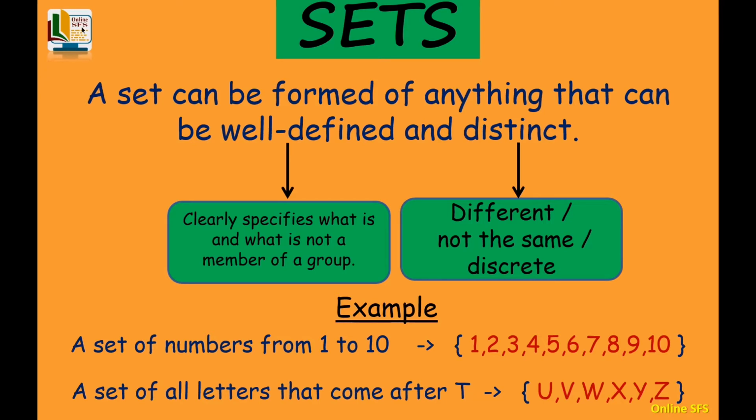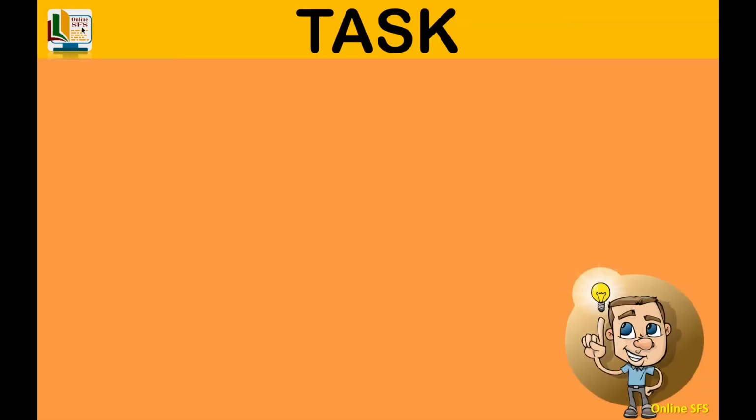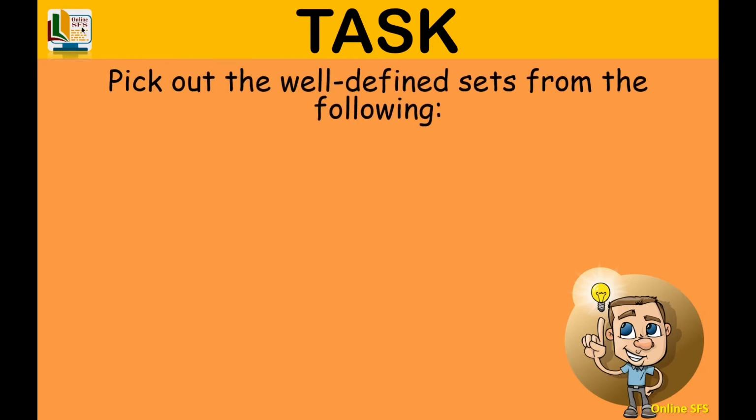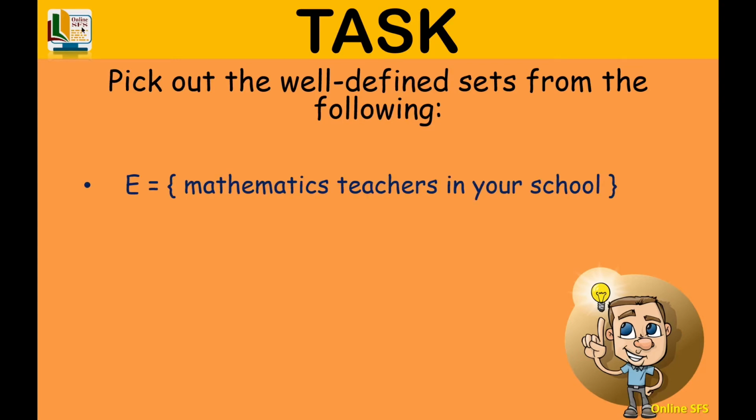Let's do an exercise now. Here's a task for you. Pick out the well-defined sets from the following. The first one is E equals mathematics teachers in your school. Now you have to decide whether you can name the mathematics teachers in your school. Obviously, you can name them. Therefore, this set will be a well-defined set.